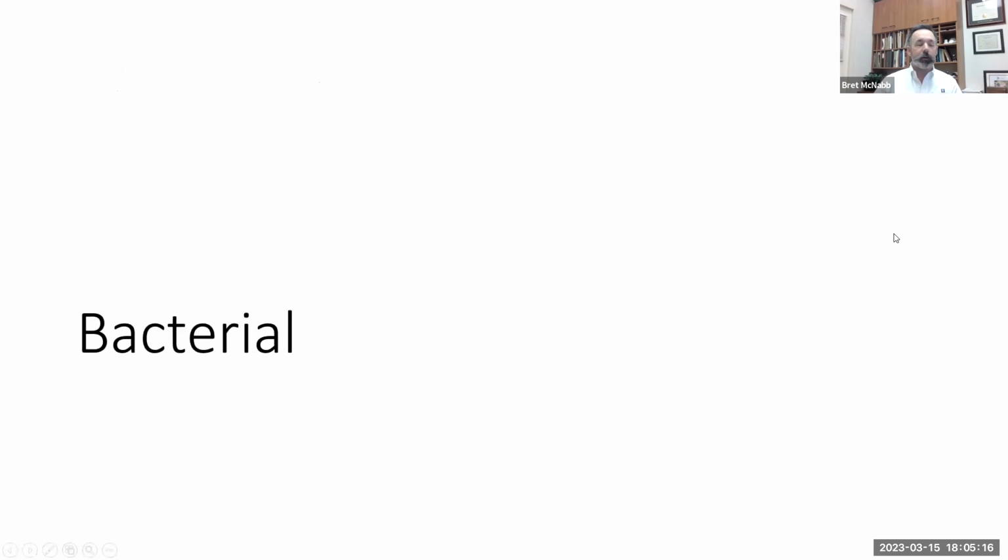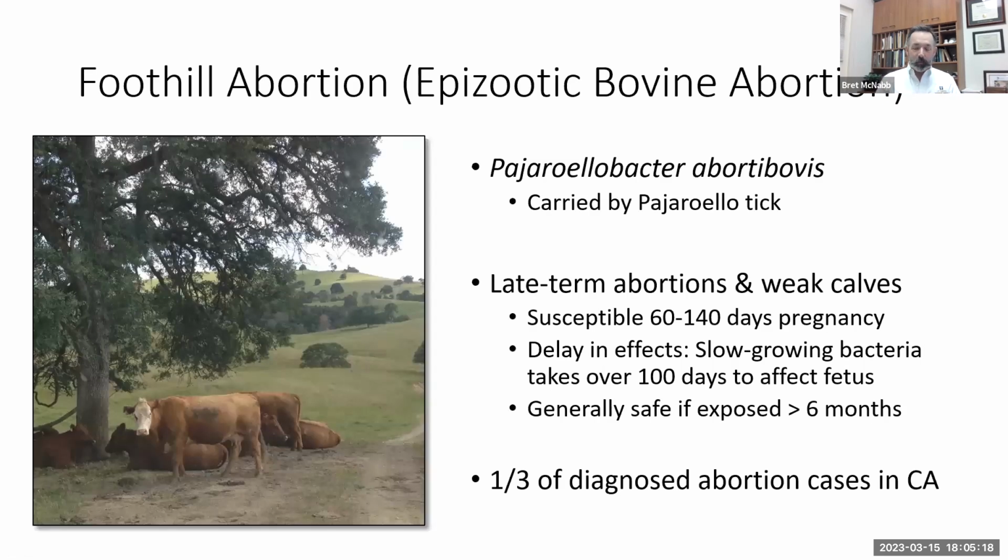So, some bacterial causes. Again, one of the most commonly diagnosed in calves, and one of the most common causes that we see in Northern California, would be foothill abortion, or EBA, or epizootic bovine abortion. Many folks are going to be familiar with this, right? Caused by Pajaroellobacter abortibovis. Again, rolls right off the tongue, but named after the tick that carries the bacteria that's plagued us for over 100 years.